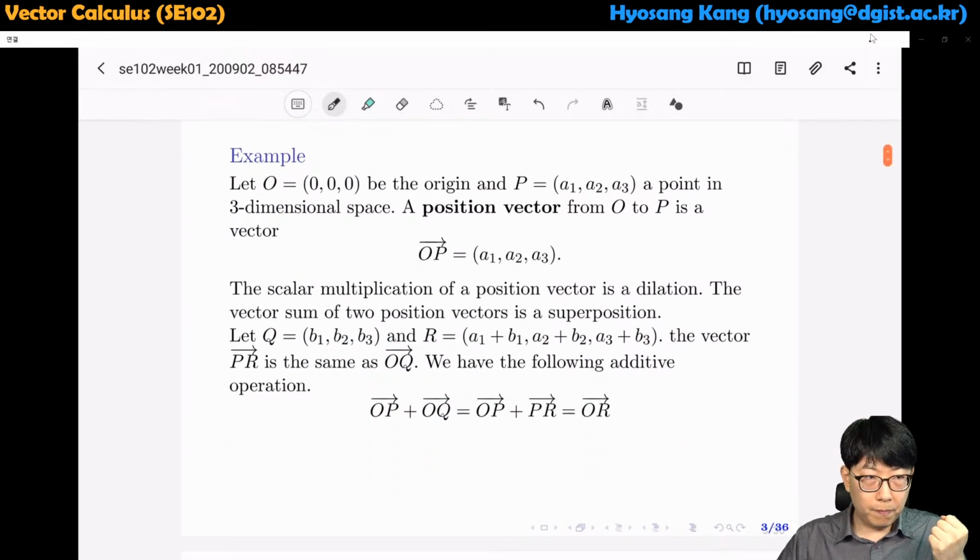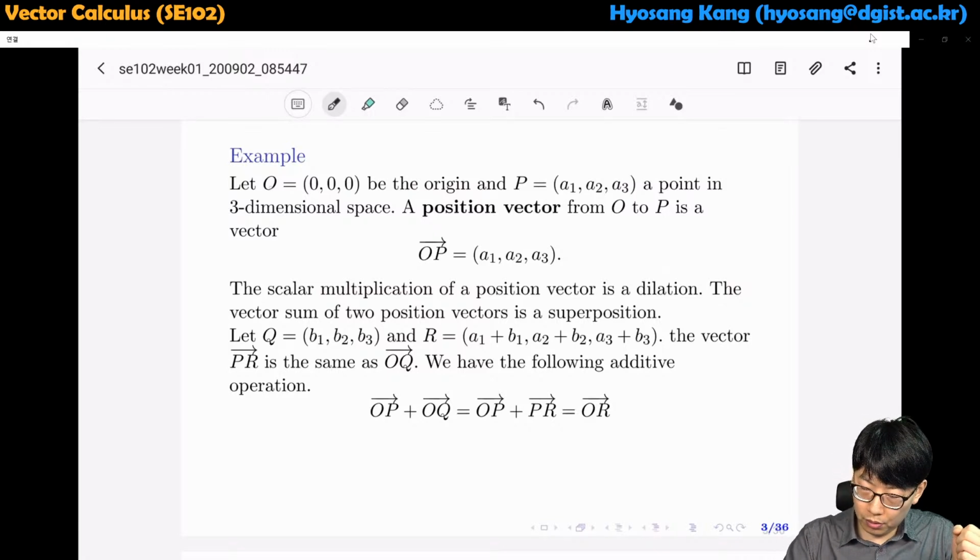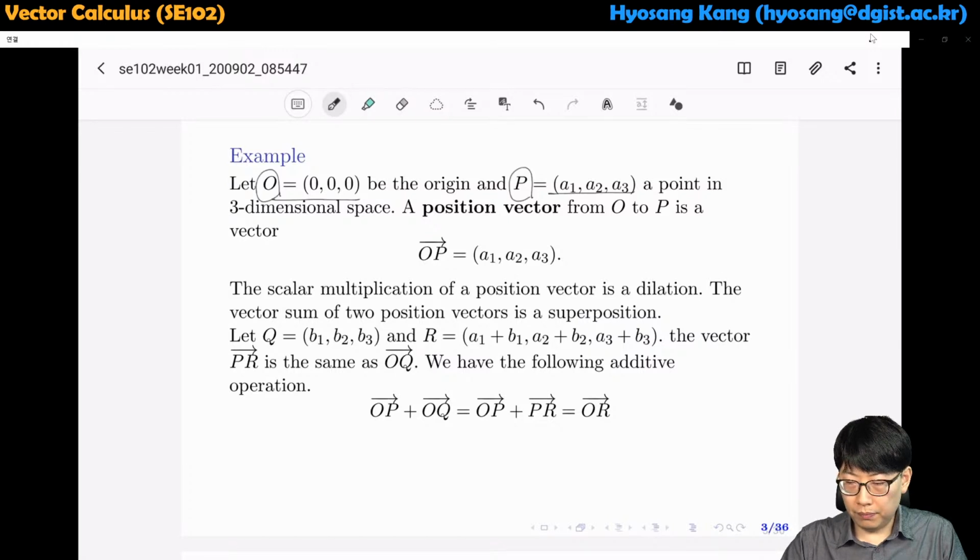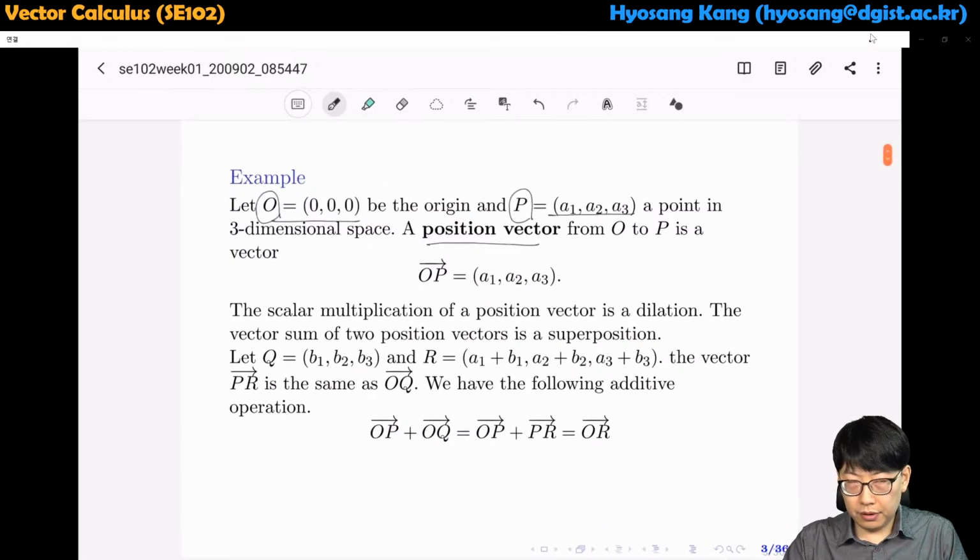Here's an example. Let's look at 3-dimensional space. This is just the space, not the vector space. Let's call O the origin, (0, 0, 0), and pick a random point P whose coordinates are (a1, a2, a3). These are points lying in just space. Now I'm going to make a position vector out of these two points. The vector from O to P is represented by the notation OP with an arrow, and also has the triple a1, a2, a3.